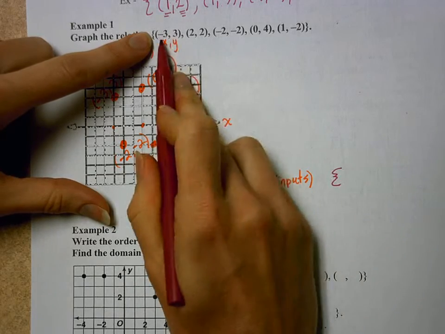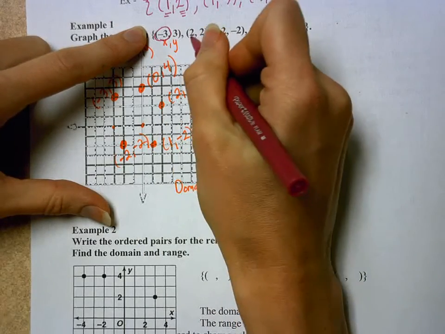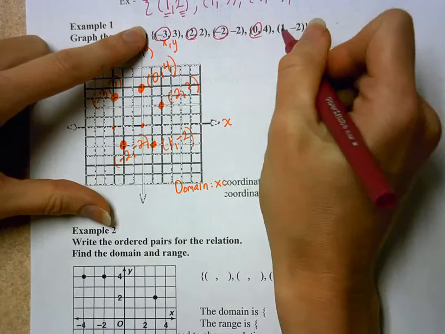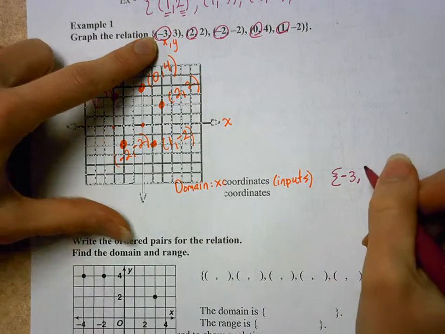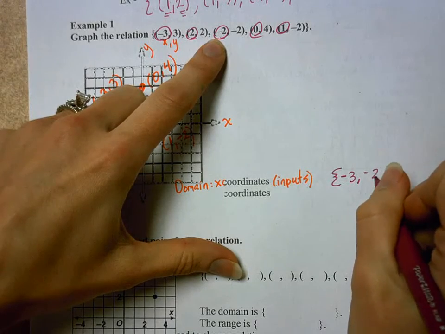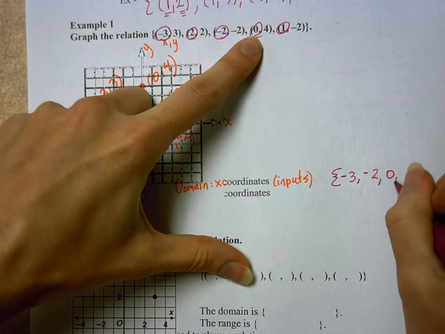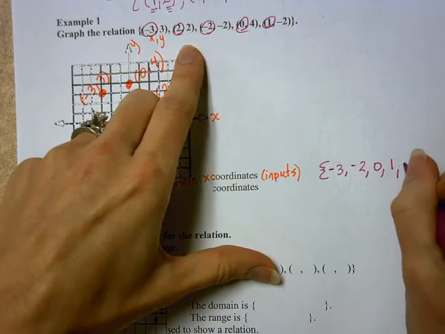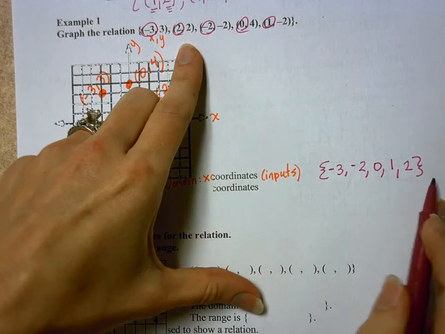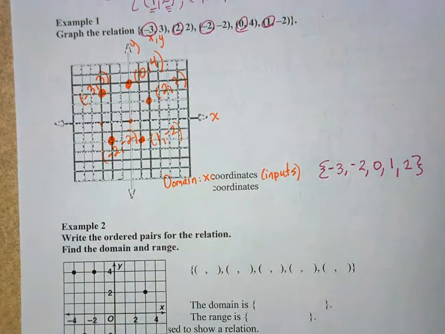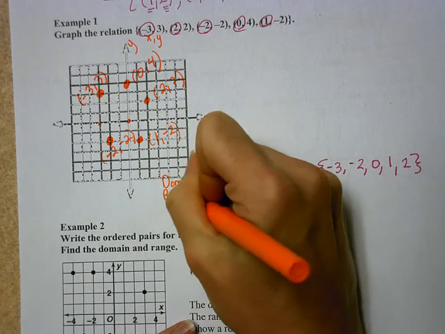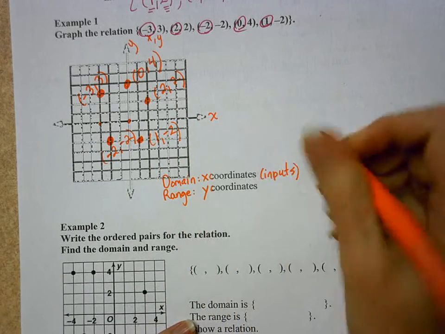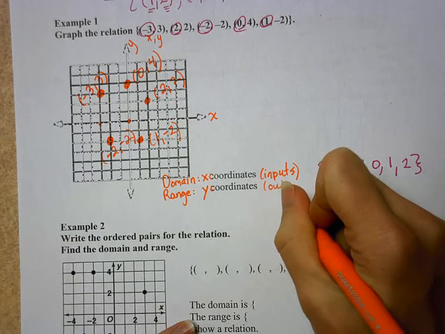So if I look at my x's, I have negative 3, 2, negative 2, 0, and 1. The smallest number would be negative 3. The next smallest number is negative 2. The next is 0, and then I have 1, and then I have 2. And now I've listed the domain. The range are the y-coordinates, or also known as the outputs.